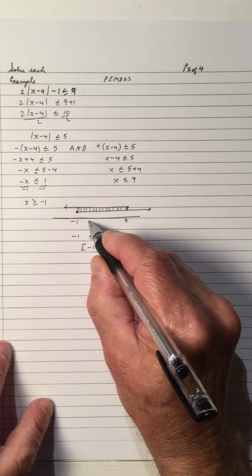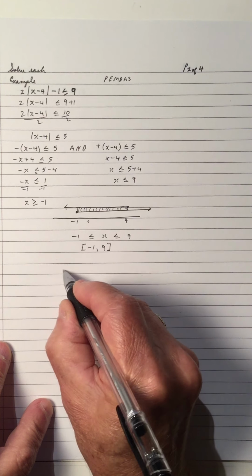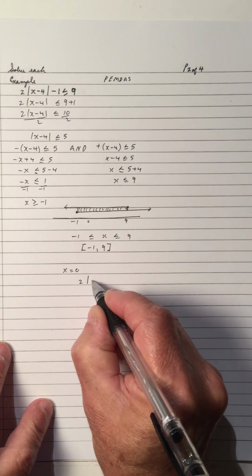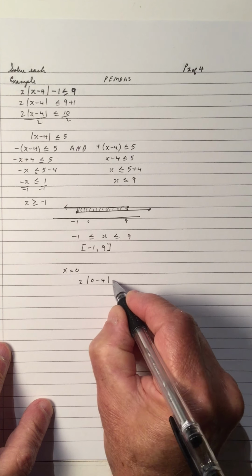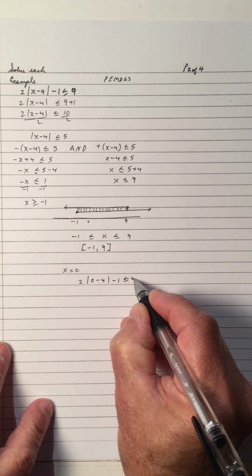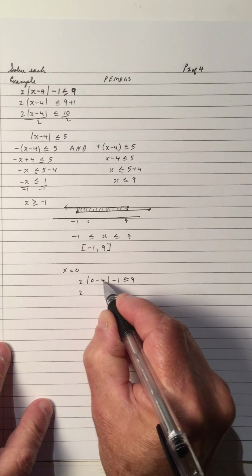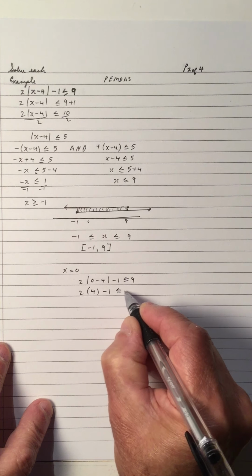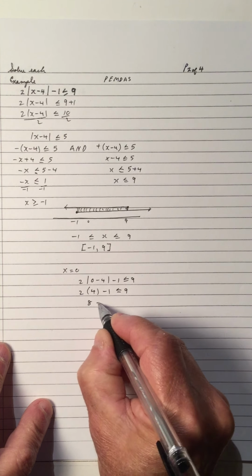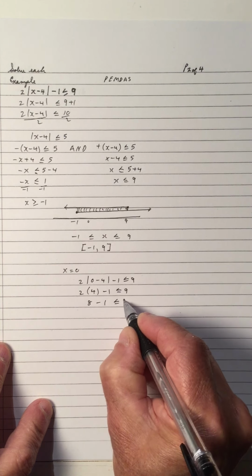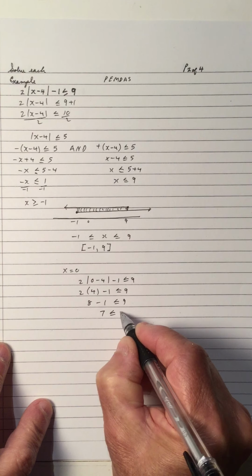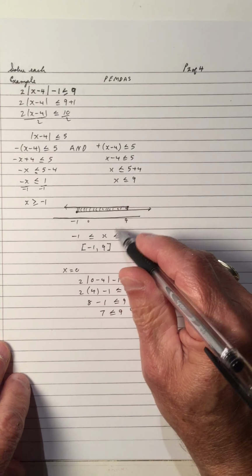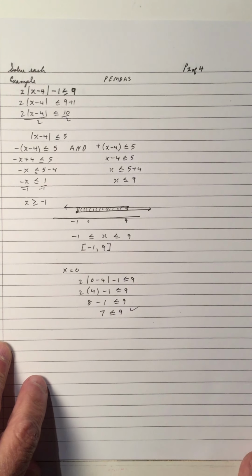If you want, take your time and check out a 0. Let's try a 0. 0 is here, 0 fits. So let's try x equals 0. I'm going to put a 0 in the equation and see if we're right. So that's -4. Absolute value of -4 is a 4. 8 minus 1, 7, less than or equal to 9. And that's true. So looks like we're okay on the solution.